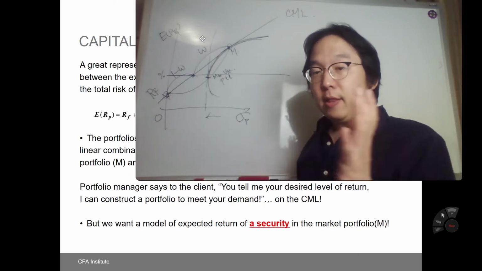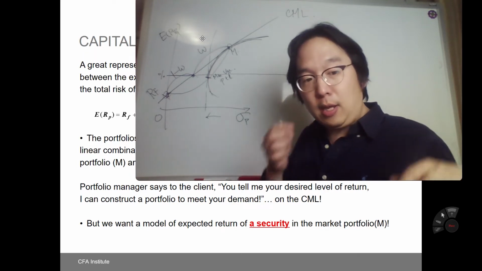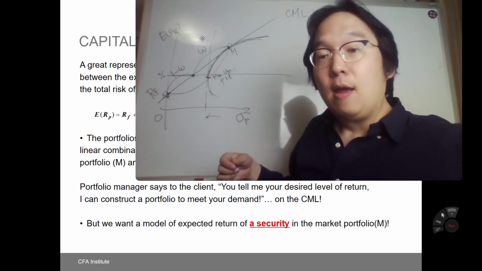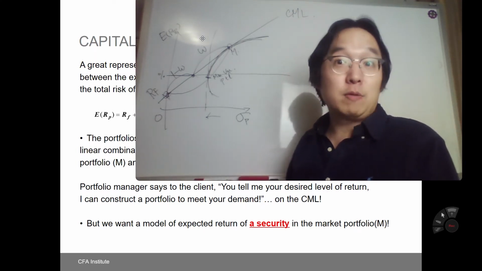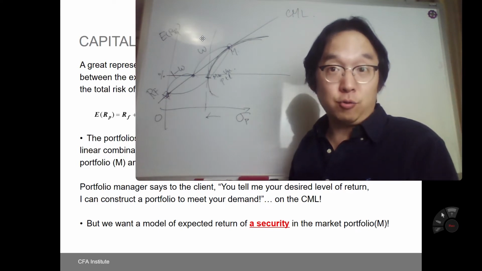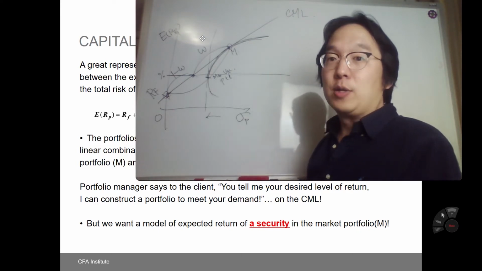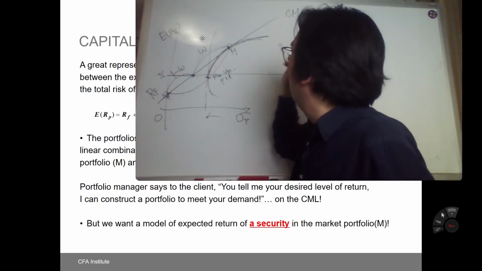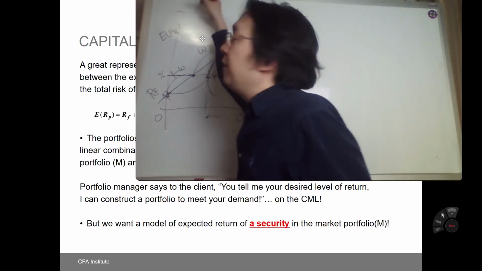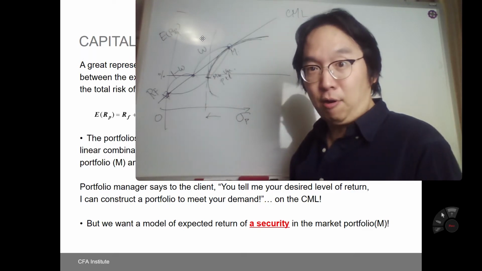Put another way, saying it again: the portfolio manager asks you, how much of a risk return level do you want to achieve? What's your desired level of expected return? And I say, well, something like 50% expected return over the next year.